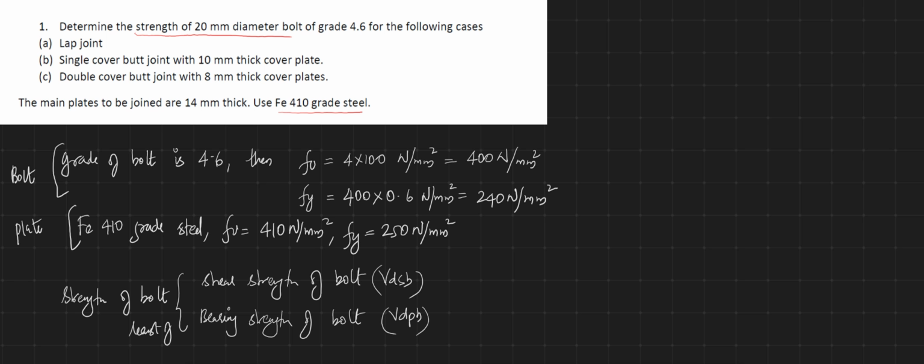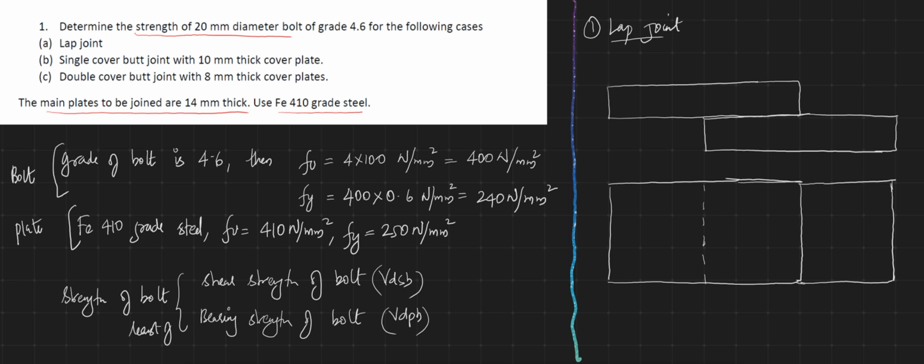Now we will come to part 1 of the question, that is, determine the strength of the 20 mm diameter bolt of grade 4.6 for the following cases. First one is lap joint. The question is given, the main plates to be joined are 14 mm thick. So if I do a lap joint, I am connecting with a single bolt.